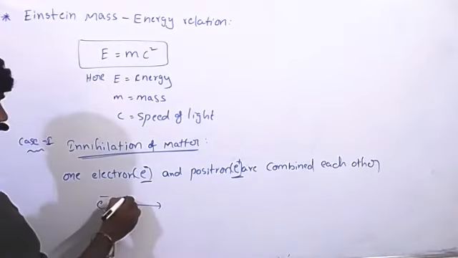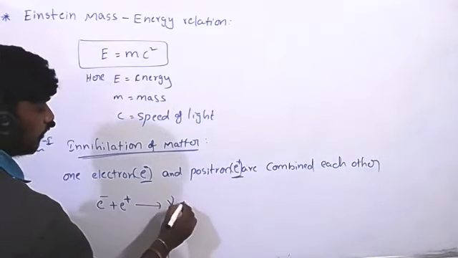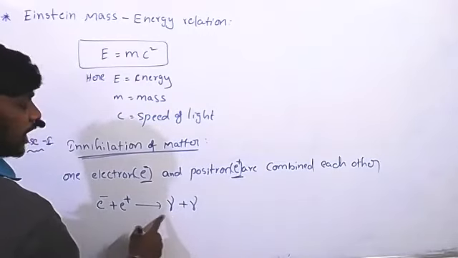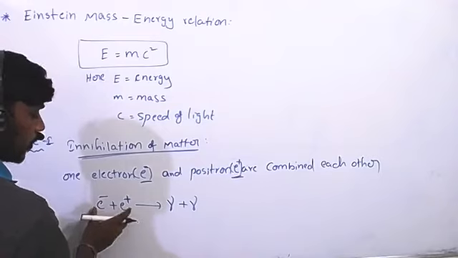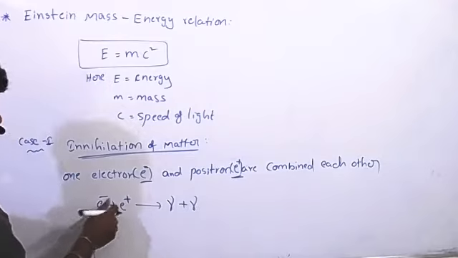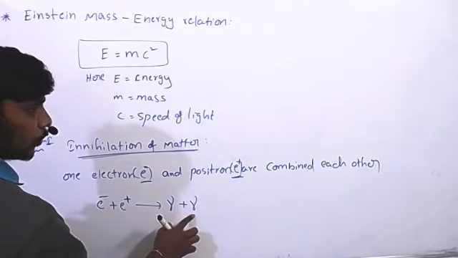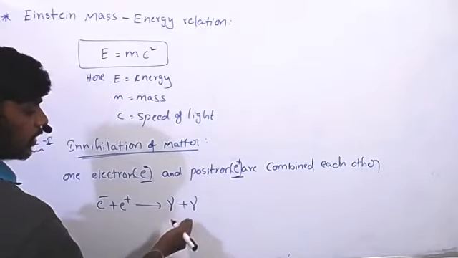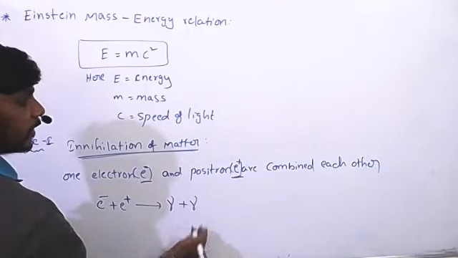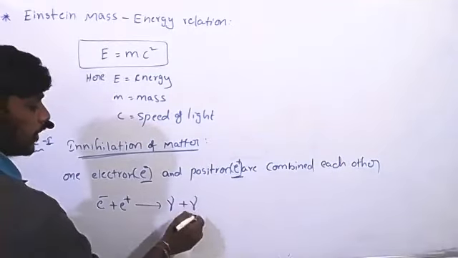Then when they destroy with each other, what will happen? It releases energy, that energy in terms of gamma plus gamma. So mass is converted into energy. Here, in place of one gamma, we got two gammas. One gamma is enough, sir, to release energy, but why one more gamma? To satisfy the conservation of momentum. So here we got two energies actually.